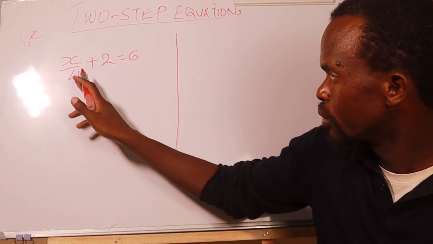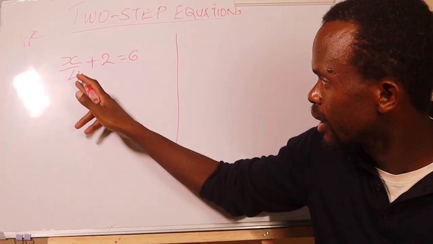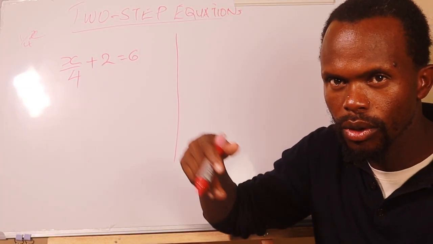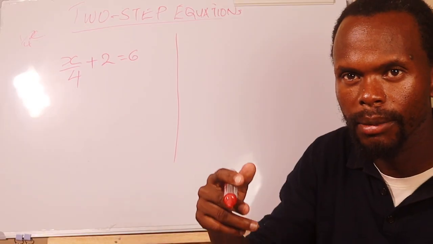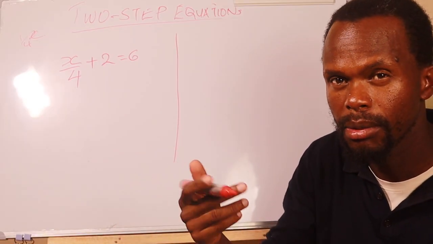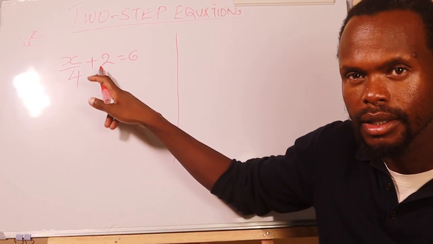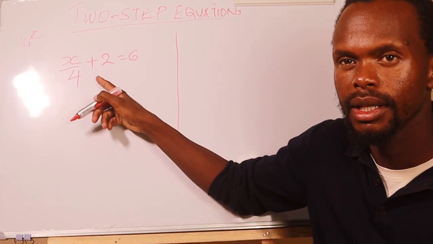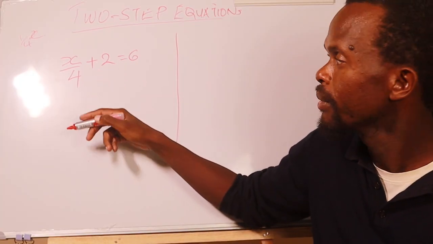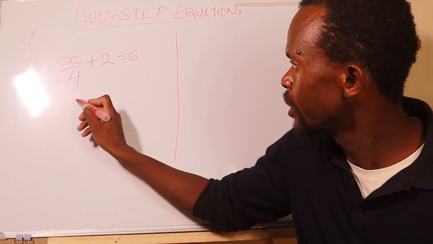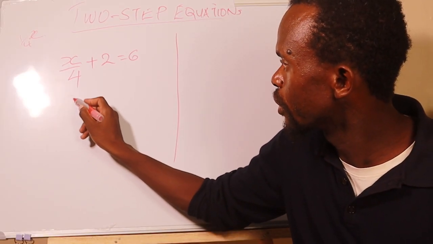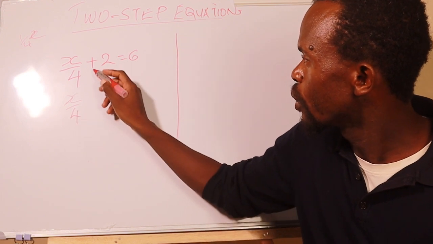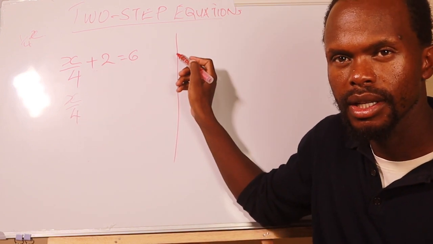The same rules apply. So many operations have been done on this, so we can see that there's a division here and there is an addition, and so we're going to undo them using the same approach. Since this is plus 2, the very first step is to undo this plus 2, so that we are left with x over 4. So we're going to subtract 2 on both sides.